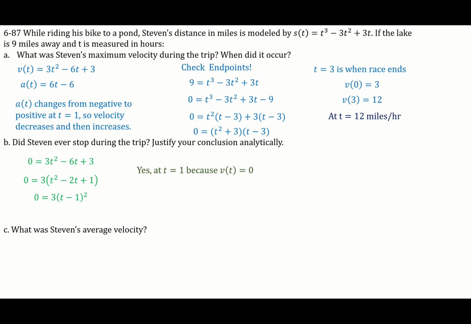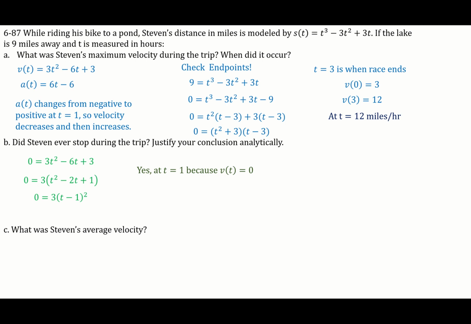So if you had gotten non-real answers here, then you would say, no, he never stopped because you don't get a real value for time. But because you get a positive value for time, then yes, that tells me he stopped somewhere between 0 and 3 hours, which specifically is at t equals 1.